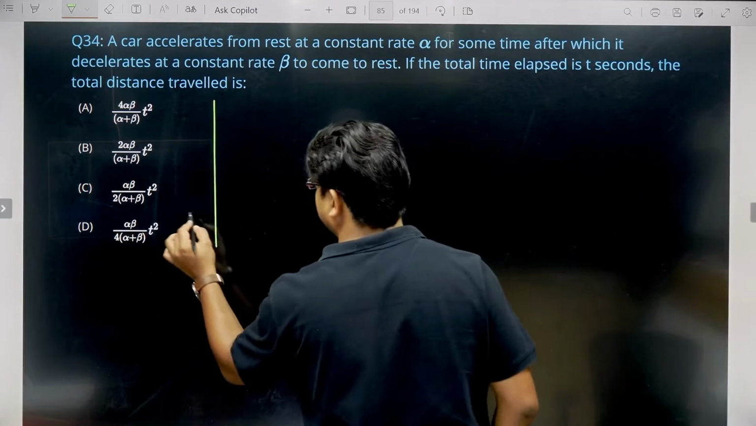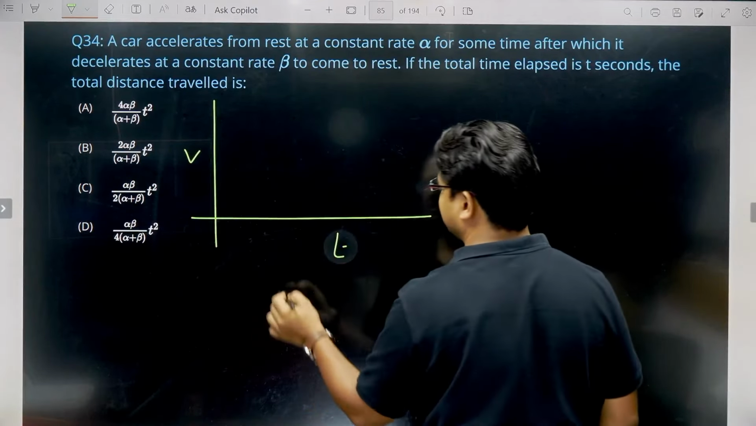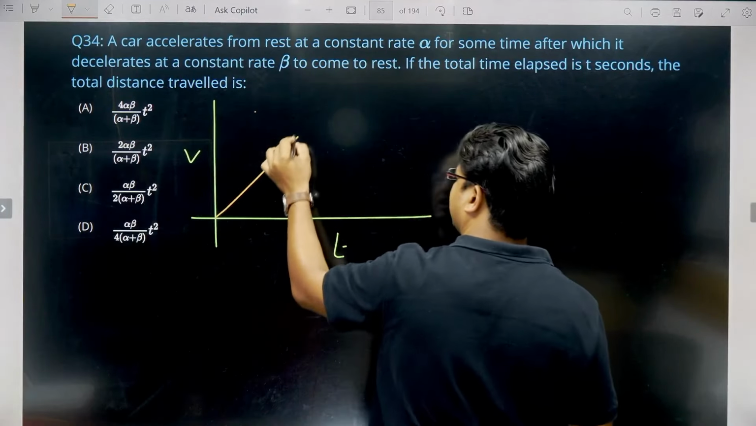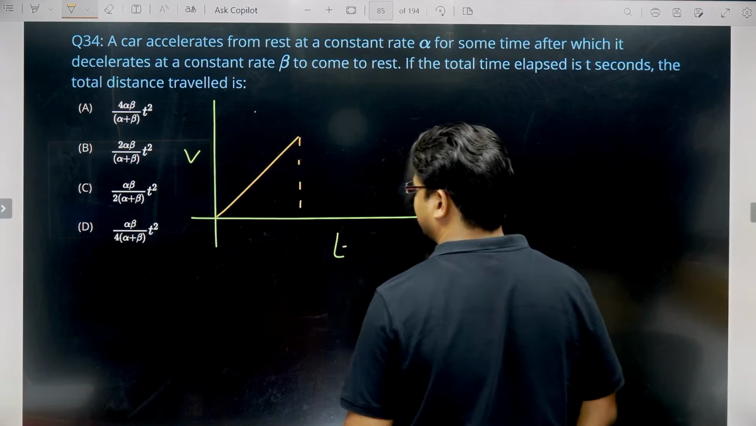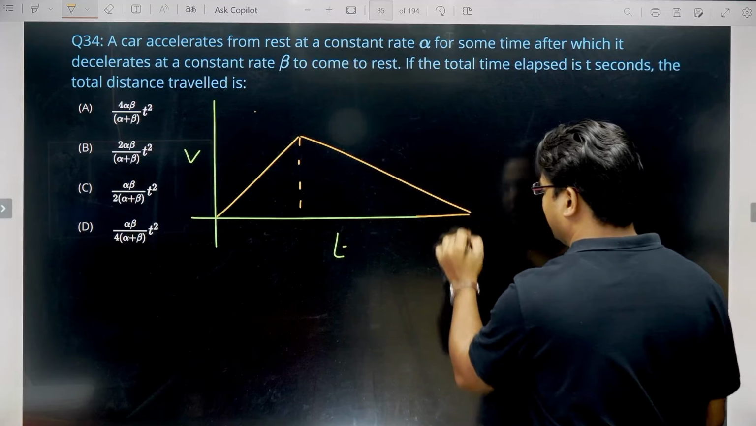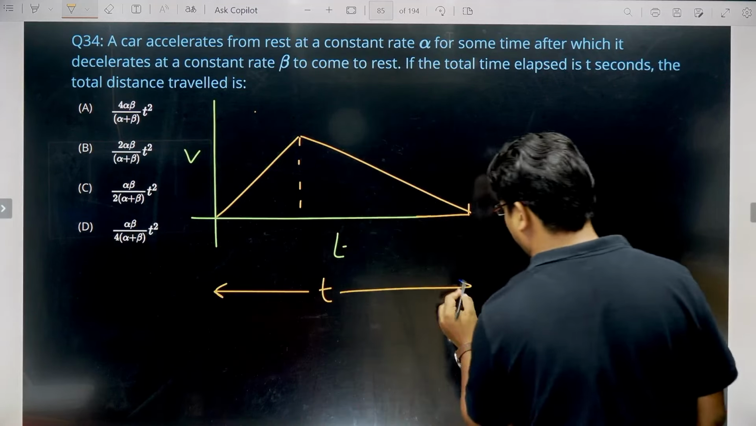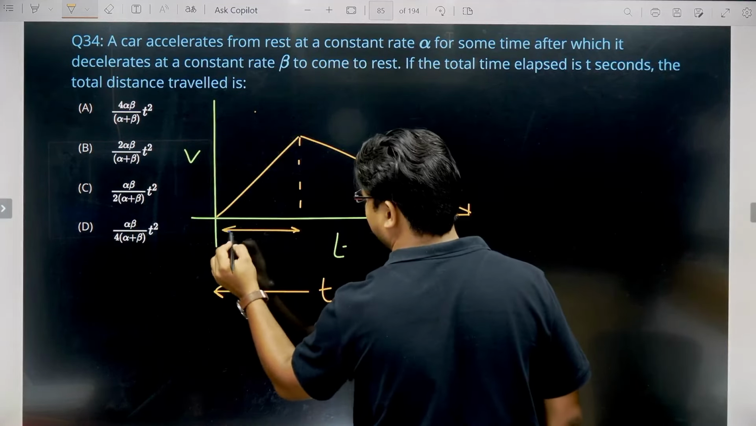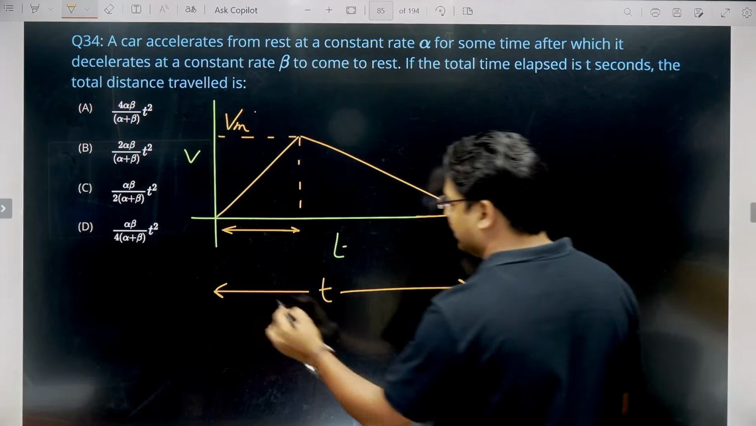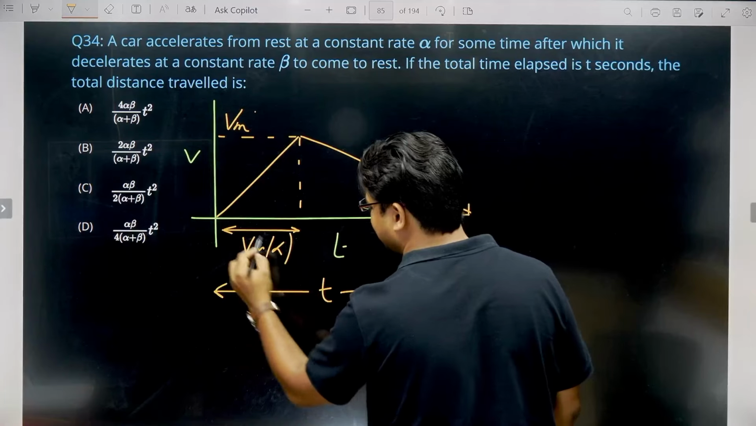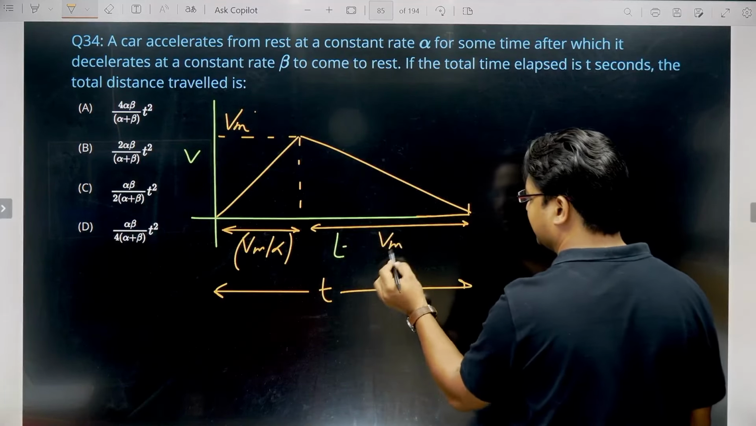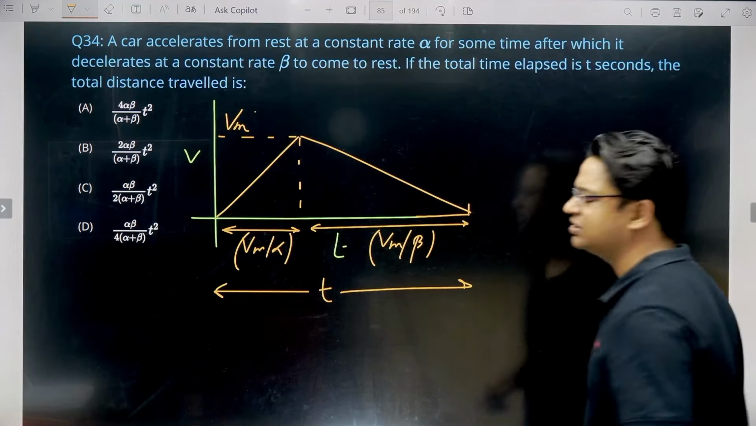So guys, the best way to do such a question is to rely on a velocity time graph. If I try to draw a velocity time graph, what kind of graph would it be? The speed increased at acceleration alpha, and then it decreased with the deceleration beta, and this entire time is given to be t. Now let's understand this. If Vmax is the maximum speed attained by the car during its journey, then Vm divided by alpha is the time of acceleration needed. Similarly, the time of deceleration can be very easily written as Vm by beta.